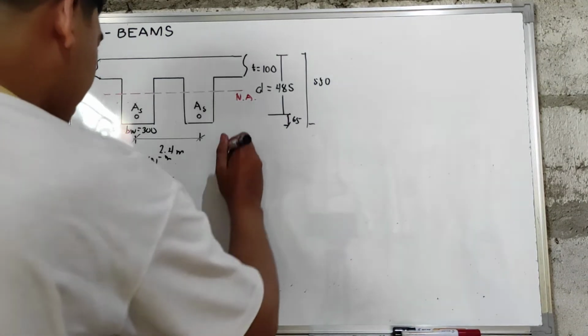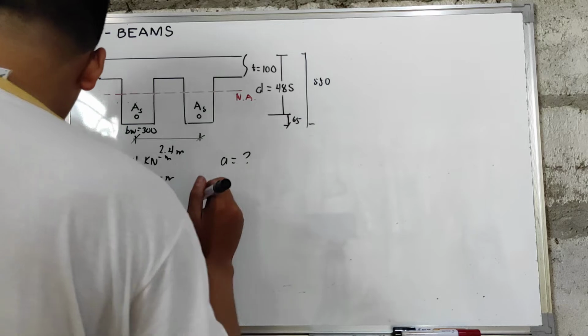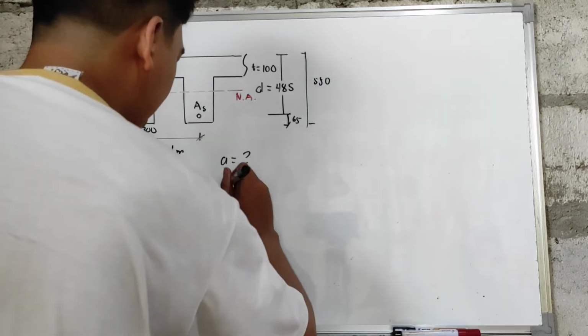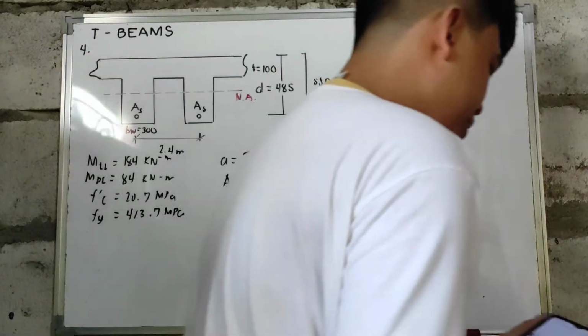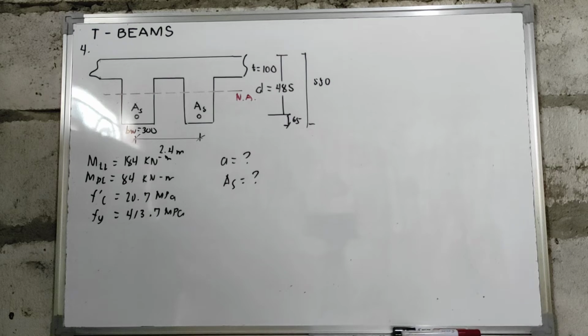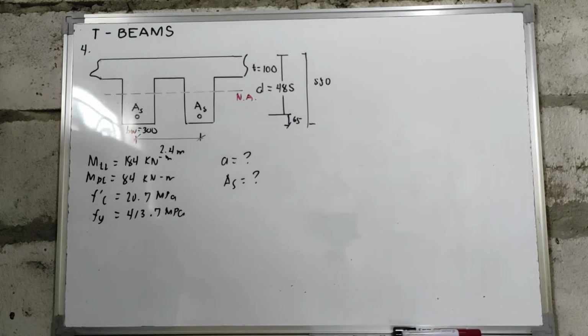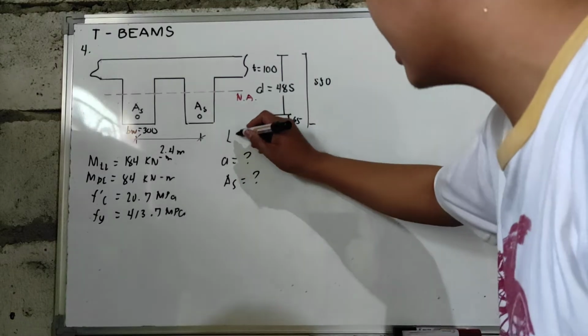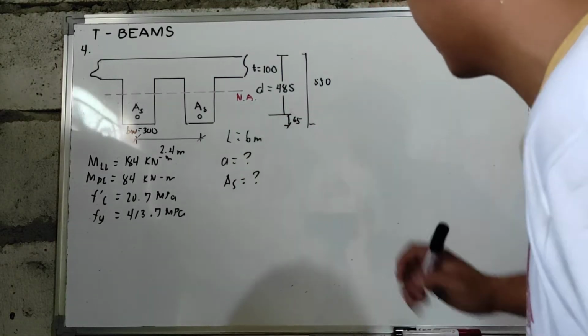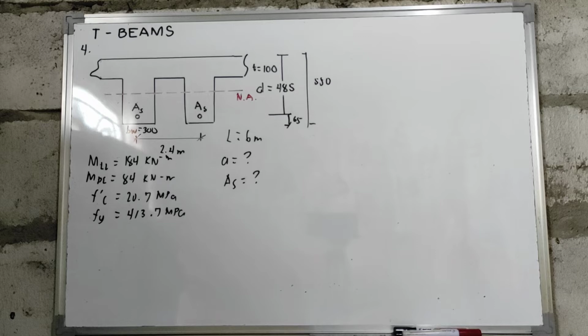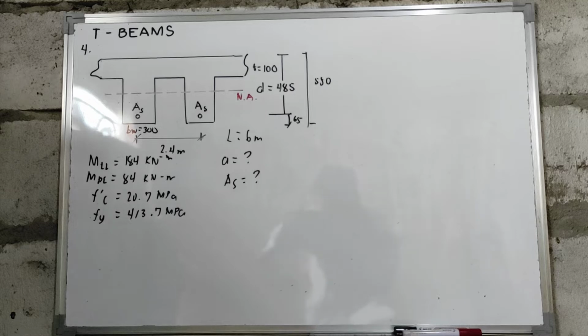Determine the depth of the compression block, kakanapin natin yung A, and the value of the area of steel required. So from this, isosolve na ngayon natin yung values ng T-beam natin. And meron din tayong given na length ng span natin na 6 meter. Hanapin natin yung height ng compression block natin. And at the same time, we're going to find the value of your area of the steel.